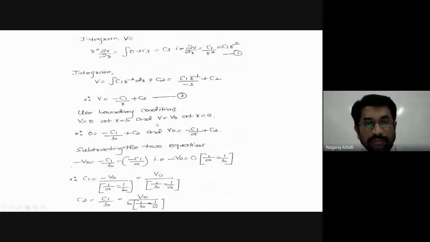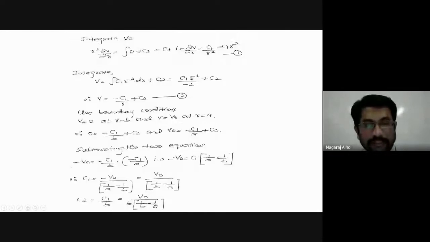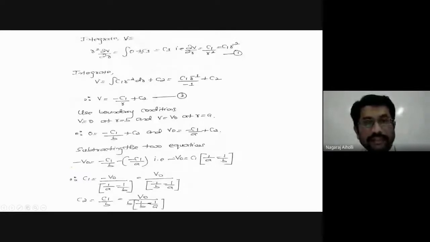Then we have to integrate this. If we integrate, what will we get? Integration of dou by dou r gives the function itself, that is r square dou V by dou r. On the RHS, integration of 0 plus a constant term C1, that is equal to C1. Therefore, dou V by dou r equals C1 by r square, taking r square to the denominator of the RHS. This is C1 r raised to minus 2. Take it as equation 1.